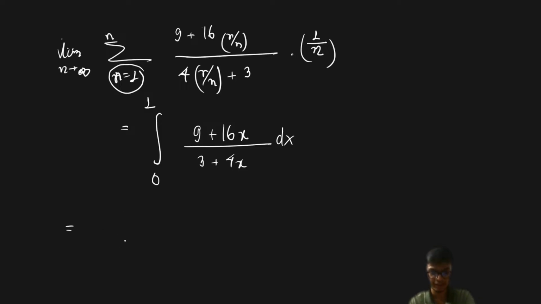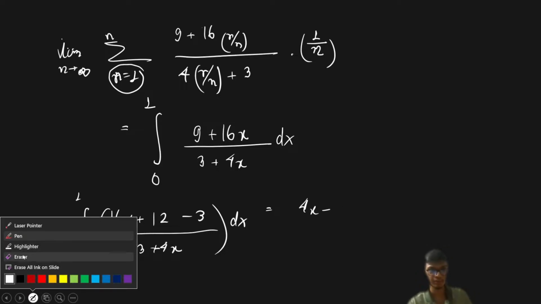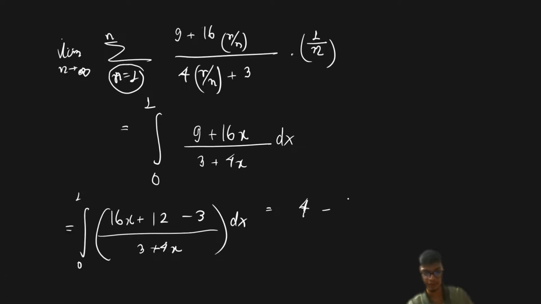And now if you simplify this definite integral, we can simplify it as (16x plus 12 minus 3) divided by (3 plus 4x), and then if we simplify it further, we can write this as 4 times x minus, sorry, 4 times 4x minus 3 times 3, divided by 3 plus 4x, and that is your integration from 0 to 1 dx.